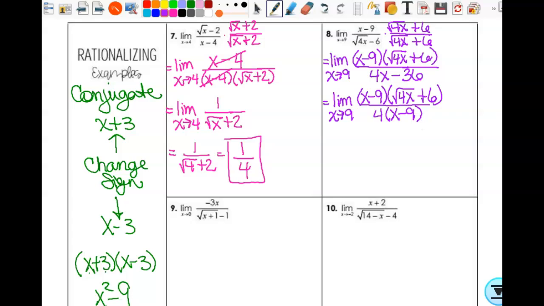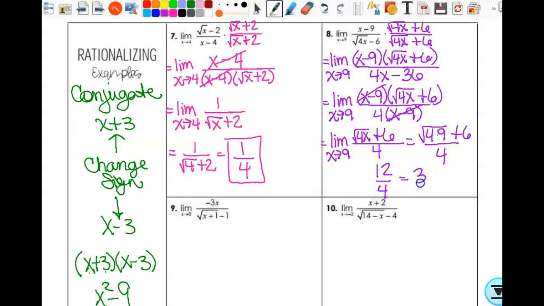So now I have something I can reduce, right? So I'm going to reduce this, and this gives me the limit as x approaches 9 of the square root of 4x plus 6 over 4. Then I can do my direct substitution. So this is the square root of 4 times 9 plus 6 over 4. So 4 times 9 is 36. The square root of that is 6. And 6 plus 6 is 12. Divided by 4 gives me 3.